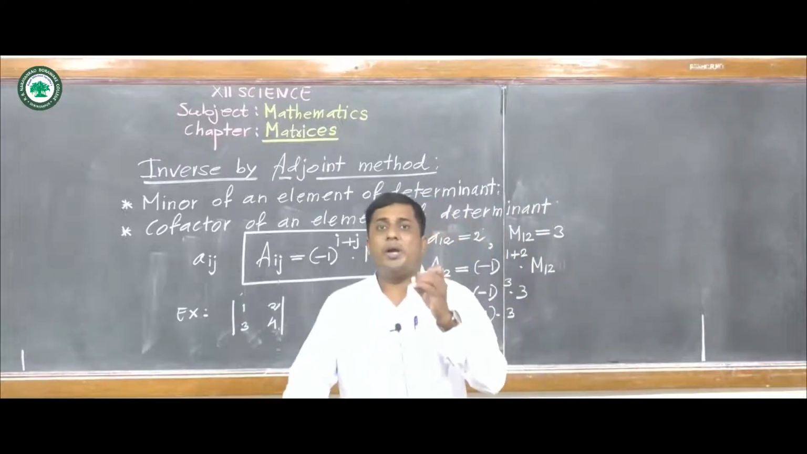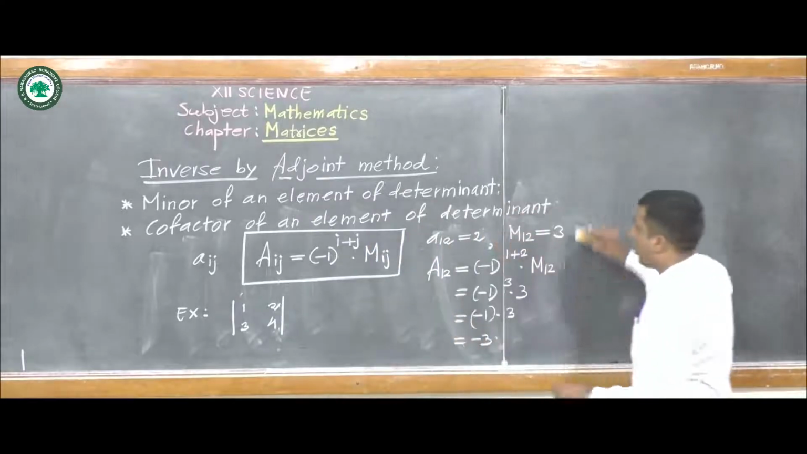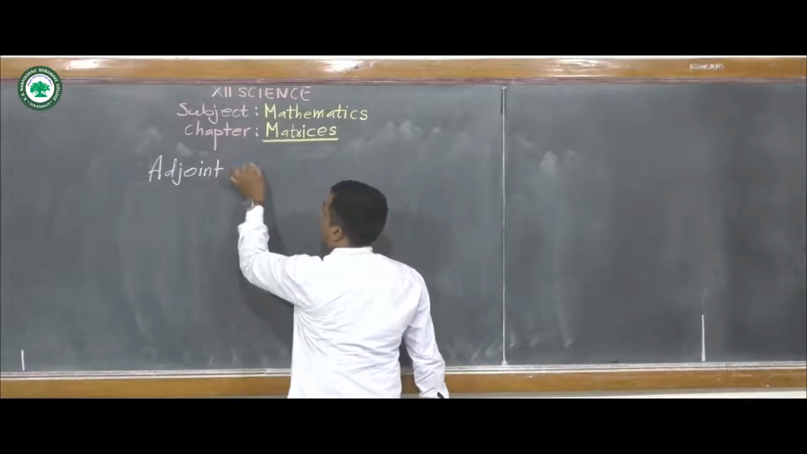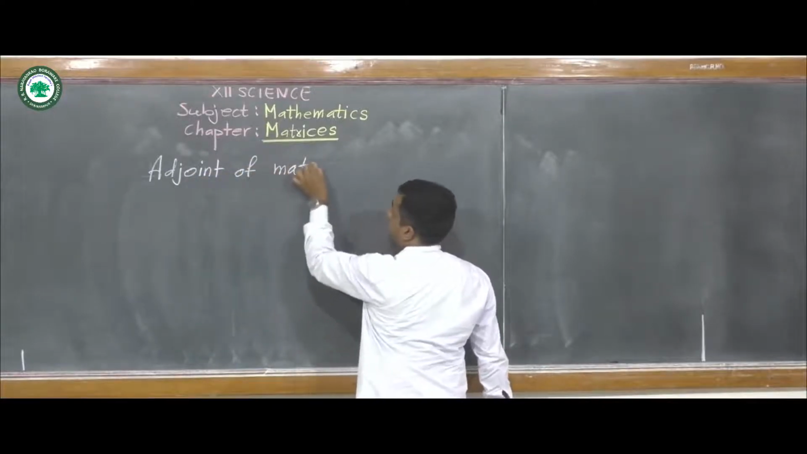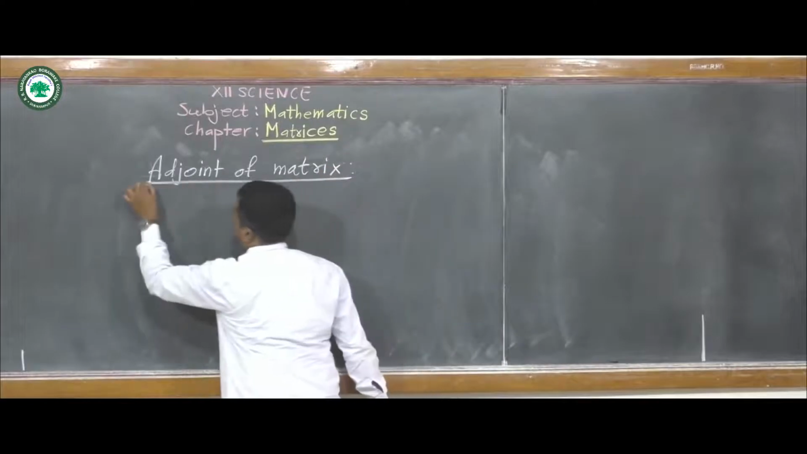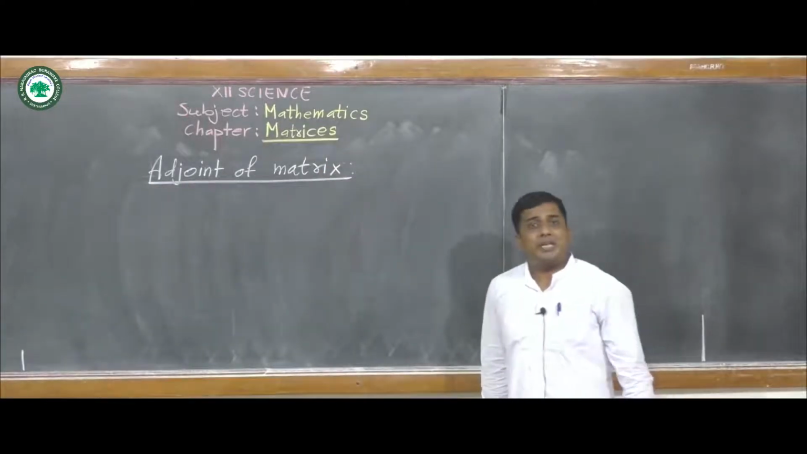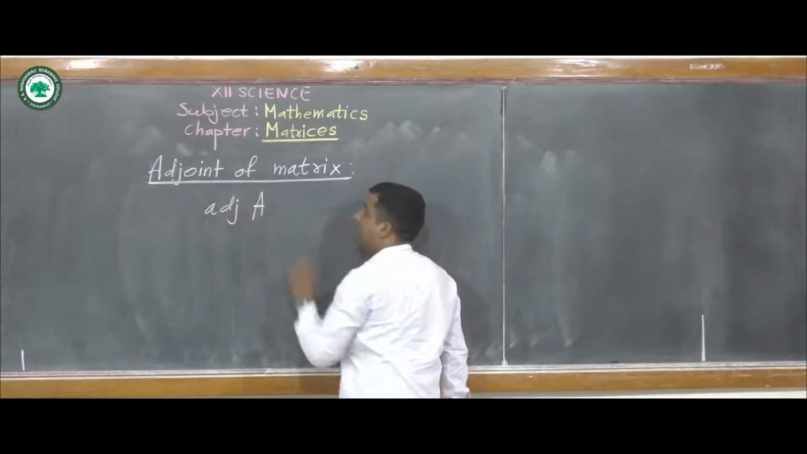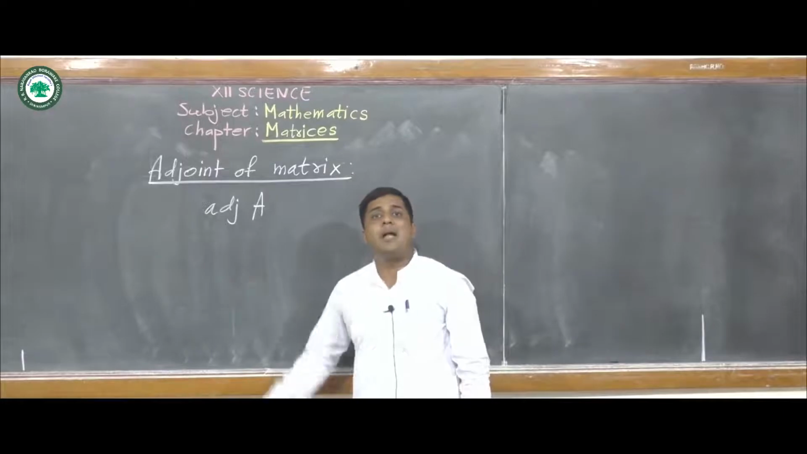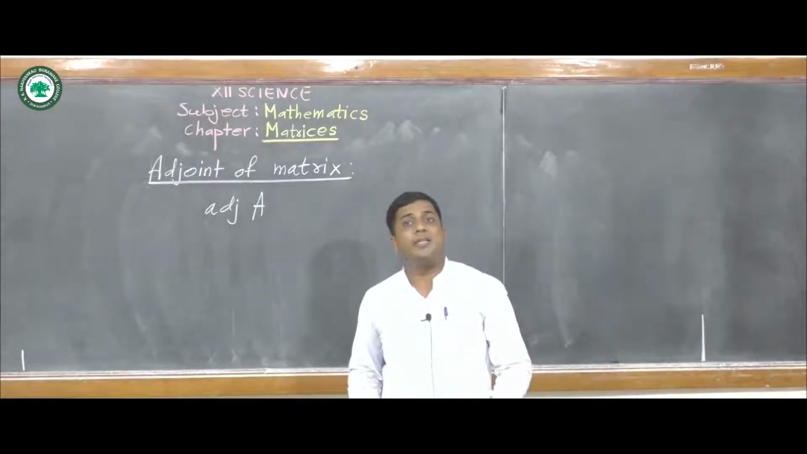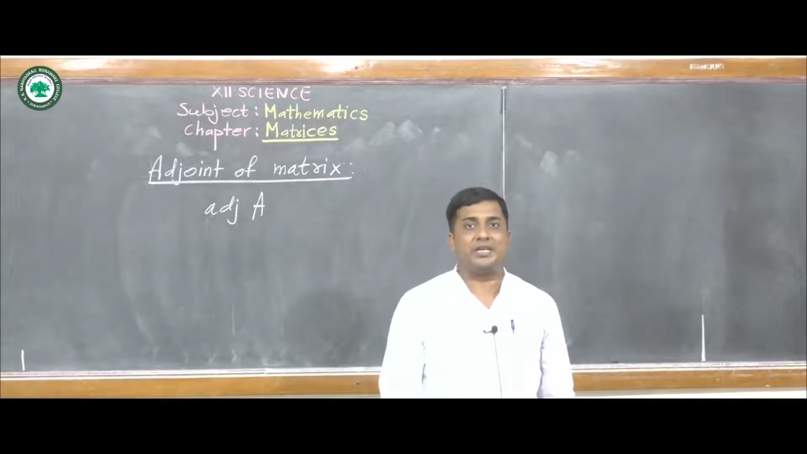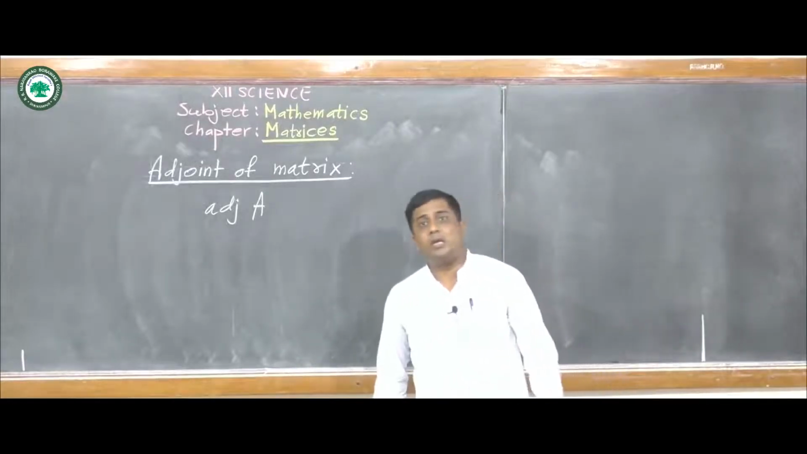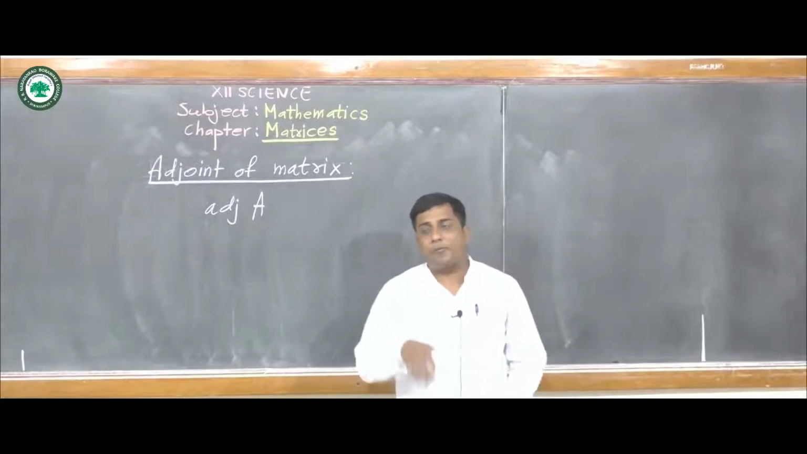Adjoint of a matrix. The adjoint of a given matrix is denoted by ADJ of A. This is for the adjoint of matrix A. To define this, we consider the cofactor matrix. Now we know what the cofactor of a determinant is. Here we denote cofactors by capital A of ij.